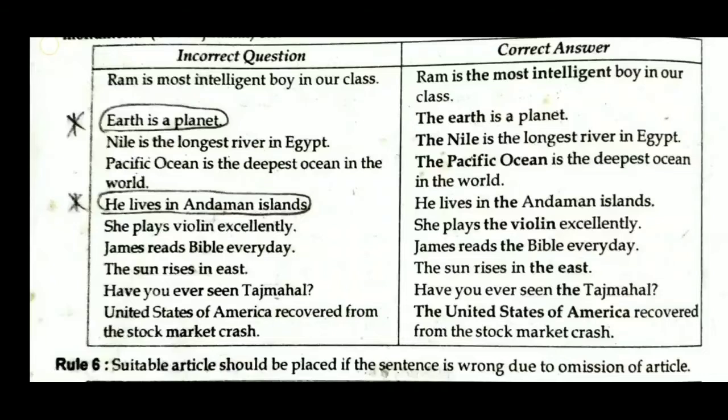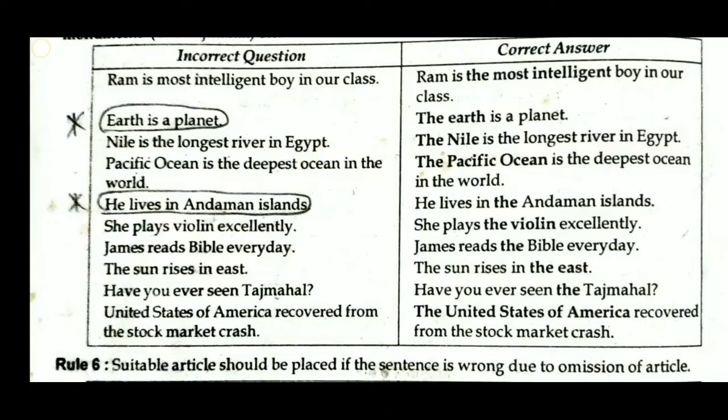Pacific Ocean is the deepest ocean in the world. What is the error? The Pacific Ocean is the deepest ocean in the world. So before seas and oceans, we have to use the. He lives in Andaman Islands. He lives in the Andaman Islands. Before islands, you have to use the.